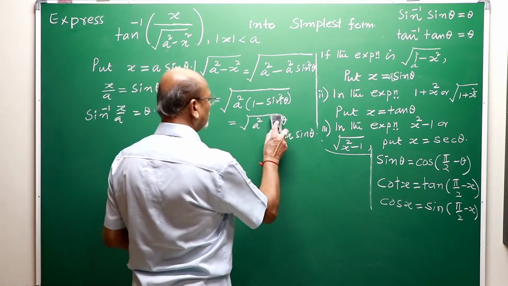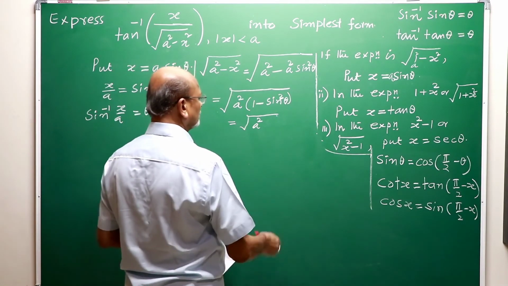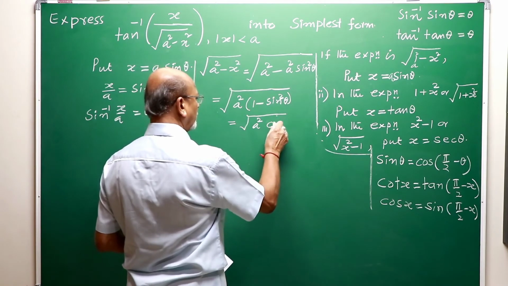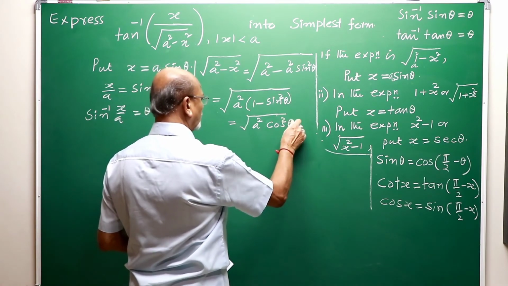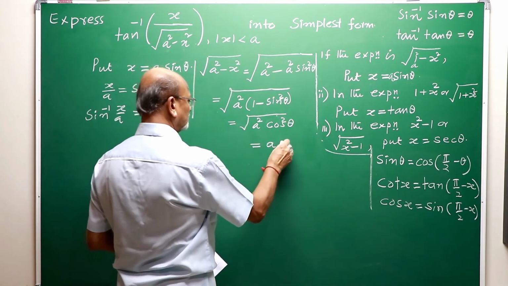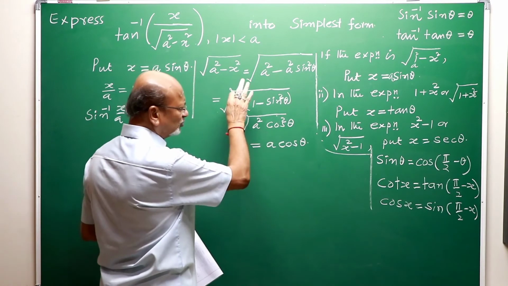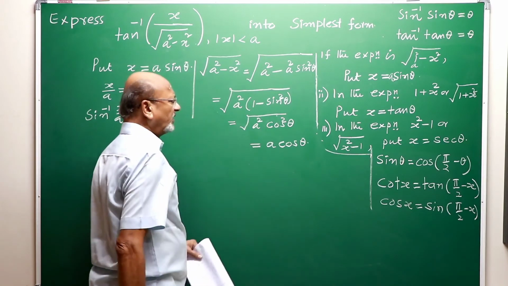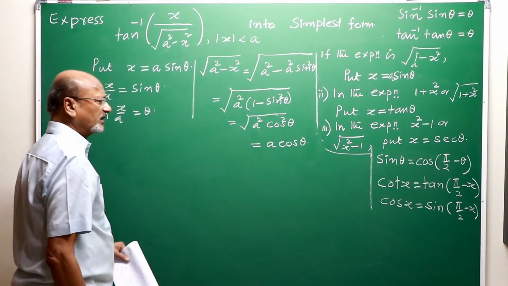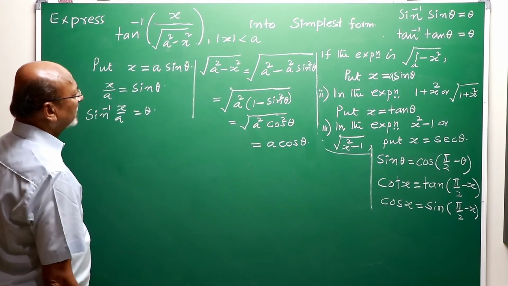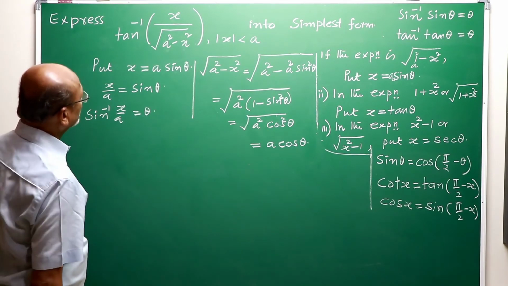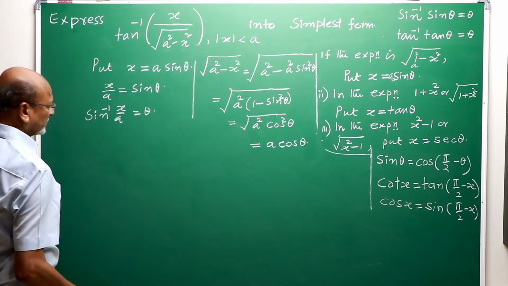My friend, 1 minus sine square is cos square. What is it? This is cos theta. Yes, that's why after substituting, once again you must verify it. Sometimes such mistakes you can find when you verify things. Substitute in the given expression.